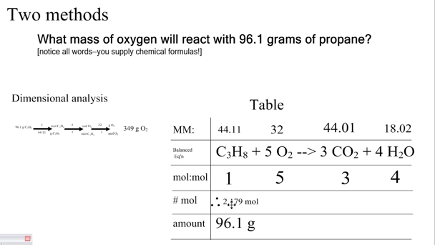Now you take that: if 1 is 2.179, what would 5 be? And you simply fill that in here. So 2.179 times 5 comes out to be 10.893 moles of oxygen.